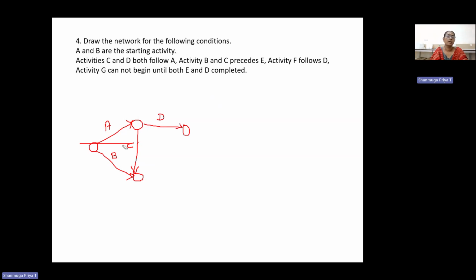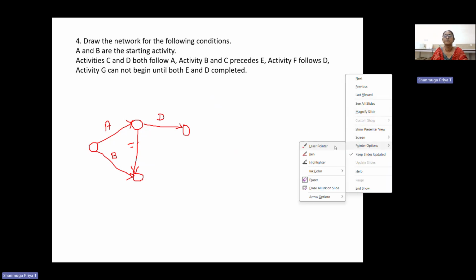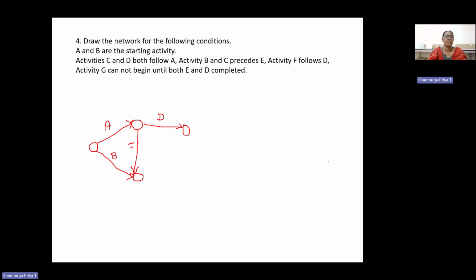Activity F and D follow. F follows D. So which means that we have to draw the F activity, which should be like this, following the D. F follows D, then activity B and C follow activity E. Now, there is another activity G that cannot begin until E and D are completed.